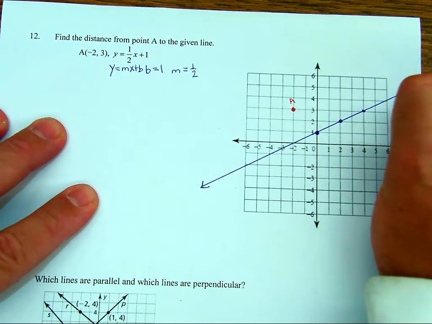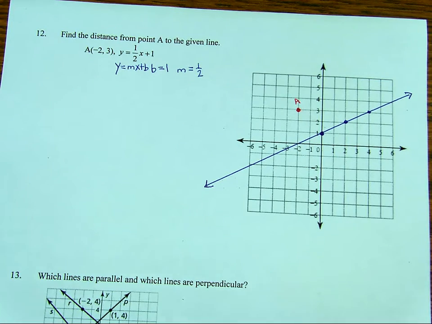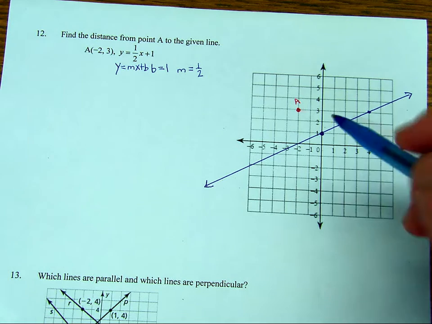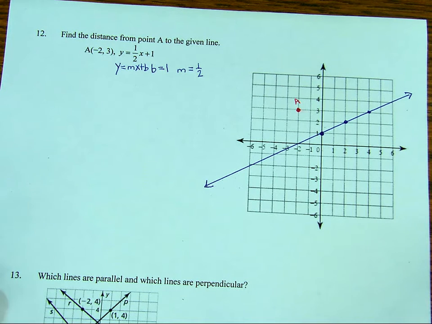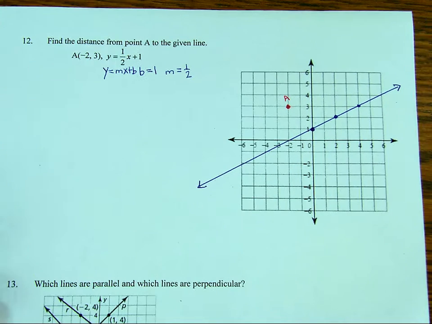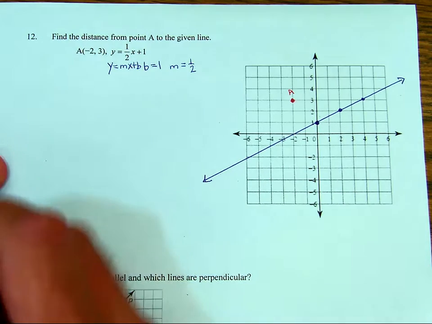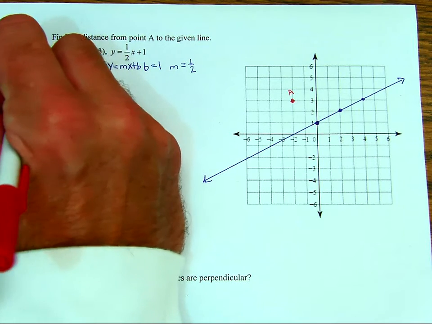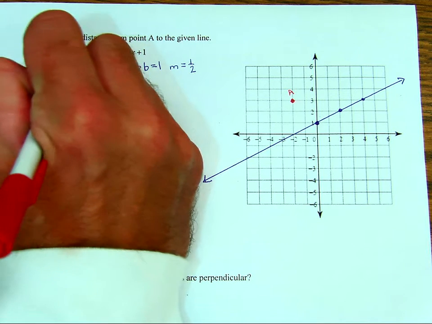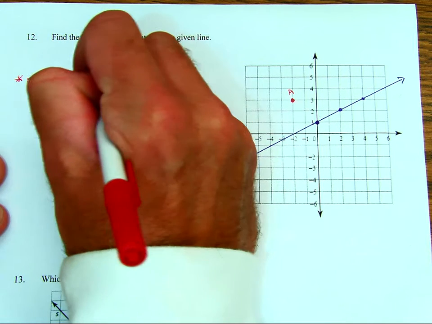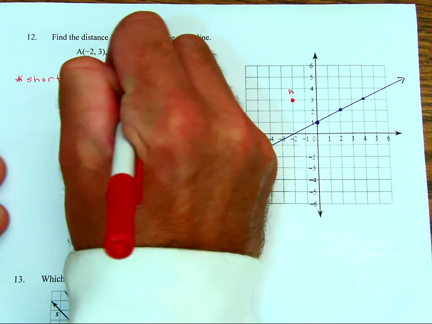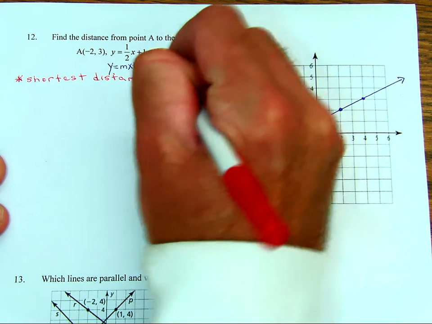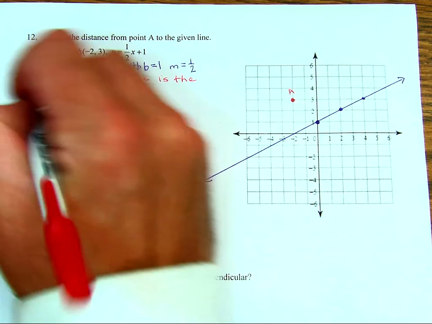1/2 x plus 1. Okay, so it says find the distance from point A to the given line. So when it says find the distance, it means find the shortest distance. And the shortest distance is always the perpendicular distance. So I'm going to make a note of that. Shortest distance is the perpendicular distance.